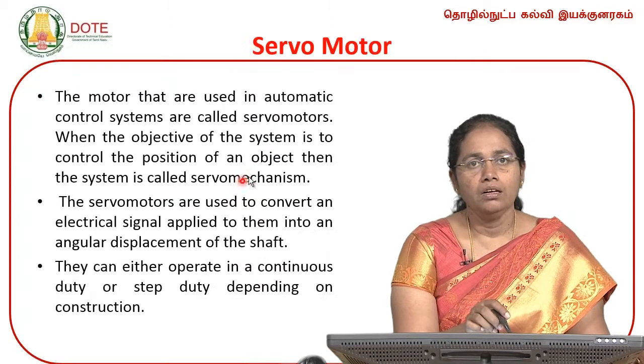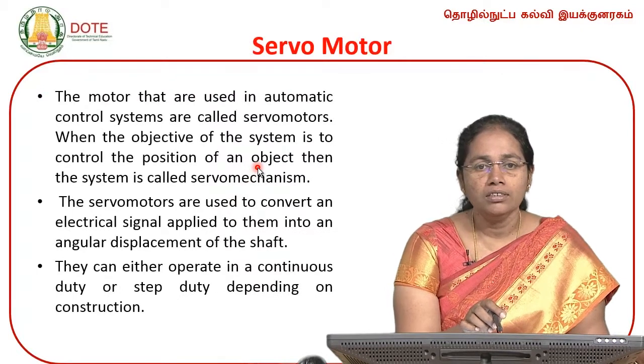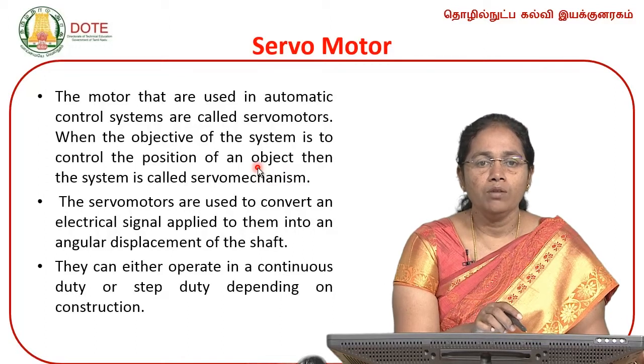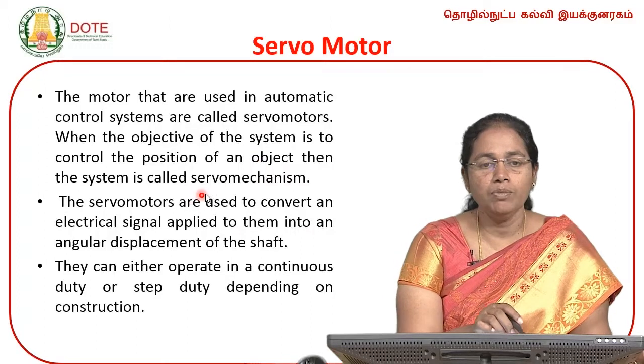And the next one is the servo motor. The motors that are used in automatic control systems are called servo motors. When the objective of the system is to control the position of an object, then the system is called a servo mechanism.